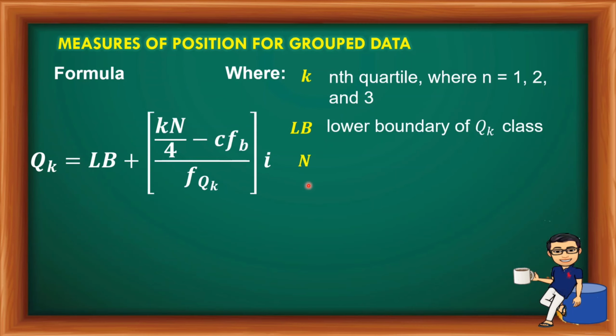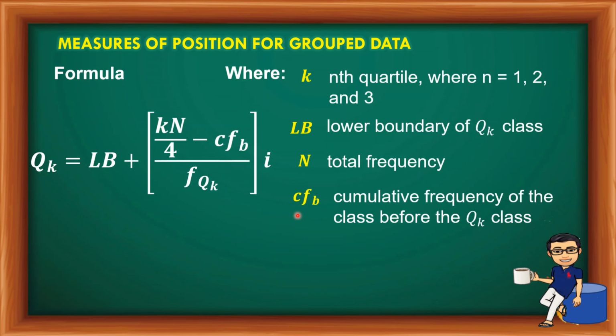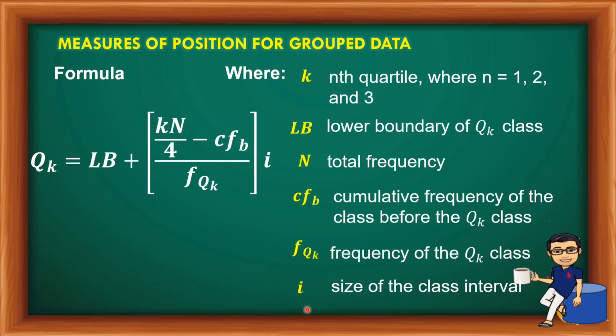Then the next one is this one, which is N, and that is the total frequency. The next one is this symbol. So this symbol means cumulative frequency of the class before the quartile class. Then the next symbol is this one, and this symbol is frequency of quartile class. And the last is I, which is the size of the class interval.